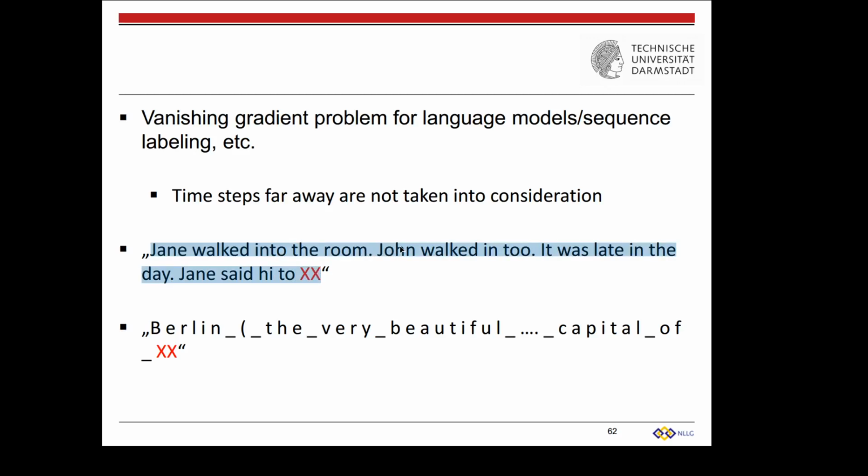So we as humans assume that this could be John. And here we have a long-range dependency. If we want to predict the correct word, we really have to go some time steps back. But if our network forgets everything at time step k, so everything that came in here is forgotten, and things that came in earlier are forgotten, then we cannot remember that we should say hi to John, right?